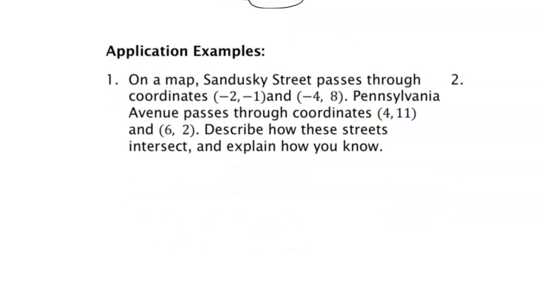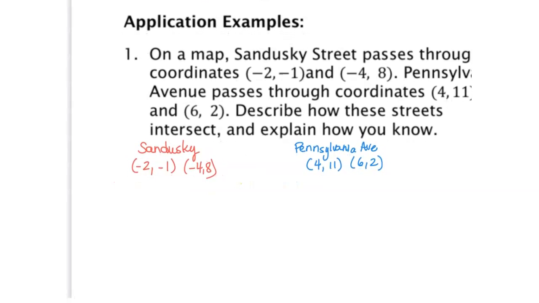Lastly, we have application examples. These are simply word problems, but same concept, same skill. So on a map, Sandusky Street passes through coordinates -2, -1, and -4, 8. Pennsylvania Avenue passes through the coordinates 4, 11, and 6, 2. Describe how these streets intersect and explain how you know. So we're looking to see if these two streets run in the exact same direction. So are they parallel, or are these two streets perpendicular to each other? So we'll use our slope formula for both of our streets.